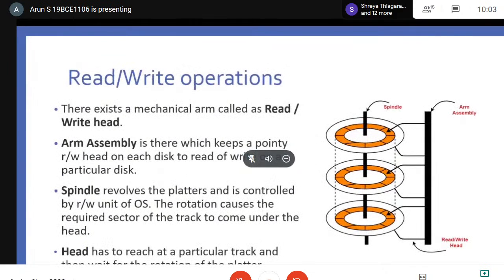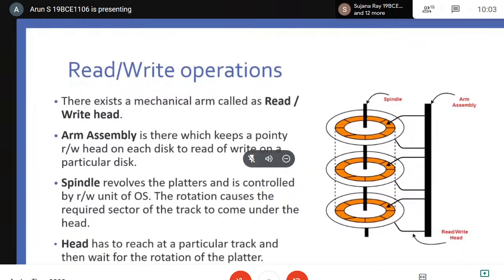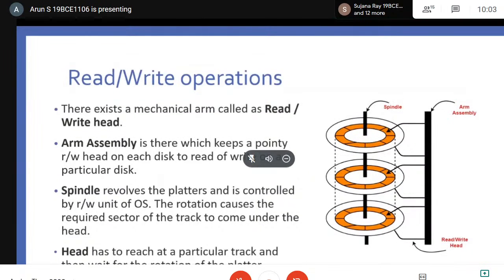So how do these read-write operations occur? An arm assembly points the read-write head to move forward and backward along the radius of the platter. Each surface has its own read-write head. There is a spindle, which is the axis of the whole disk, which revolves the platters and is controlled by the read-write unit of the operating system. The rotation causes the required sector of the track to come under the head, and the data is read.